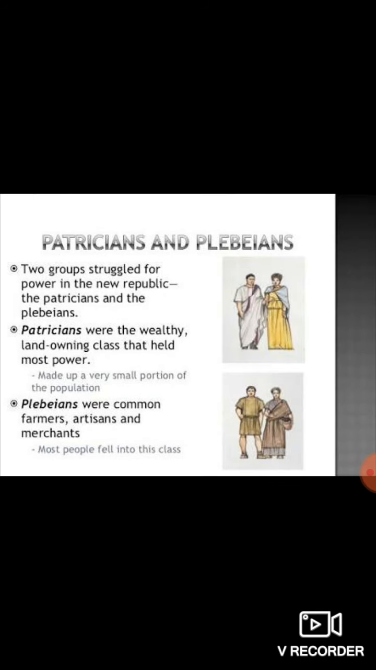Now, talking about patricians and plebeians, these two groups were in constant struggle for power in the new republic phase. The patricians were the wealthy land-owning class that held most power, and they comprised a very small portion of the Roman population, whereas plebeians were common farmers, artisans, and merchants, and most of the people fell into this class.